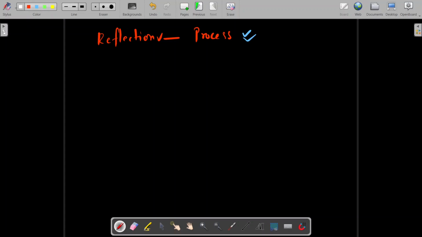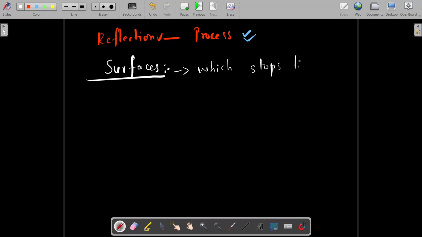After that, let's go to surfaces. A surface is nothing but that which stops light. So first of all, we learn what stops the light.